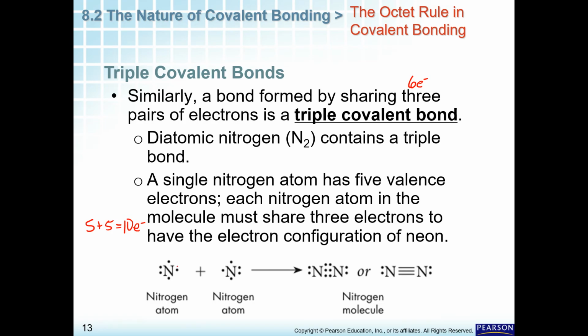So in order to get a complete octet, these 2 have to be shared, these 2 have to be shared, and this one has to be shared. When they share those, we end up getting 1, 2, 3, 4, 5, 6, 7, 8 on the left, and then 8 on the right. So everyone completes their octet. We can illustrate it with 6 dots, indicating the 6 electrons, or we can indicate it with 3 lines or 3 pairs of electrons. That's where it gets its name, triple bond.